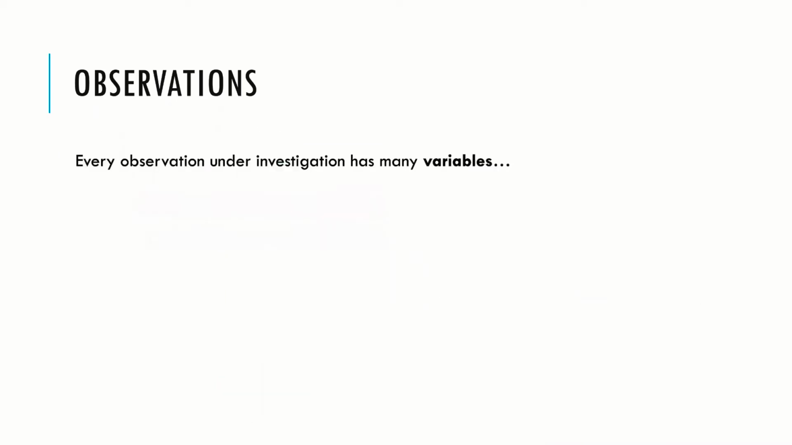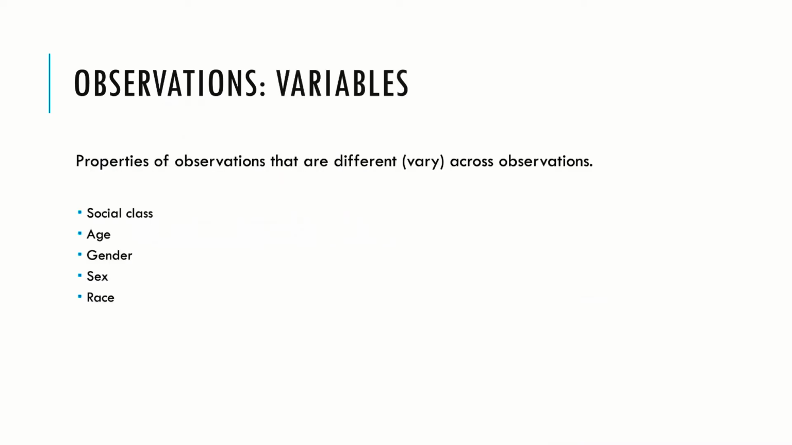So every observation in that data set is going to have a list of variables. And variables are those things that vary, right? Variables vary, they change. They vary across observations. They can vary from time point to time point. For example, we have social class, age, race, sex, gender. All of these things are variables because across observations, there are going to be different levels.